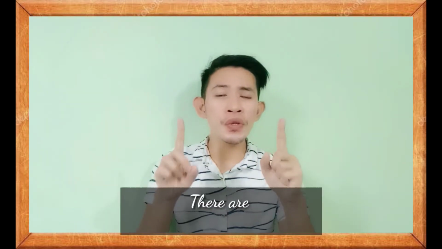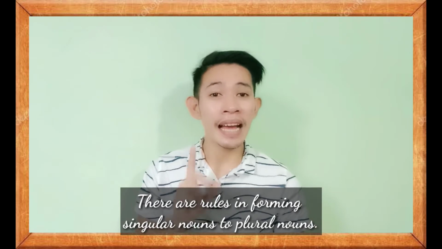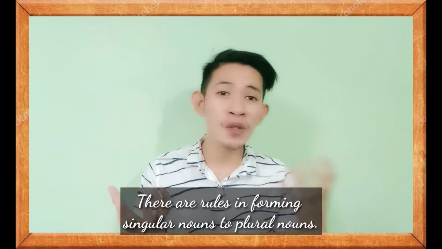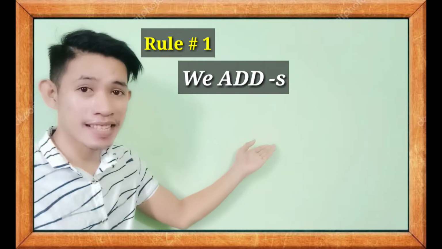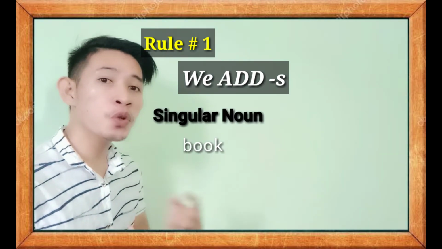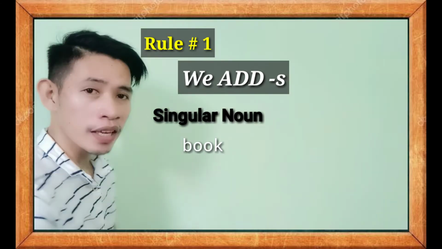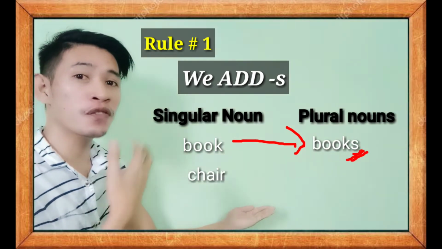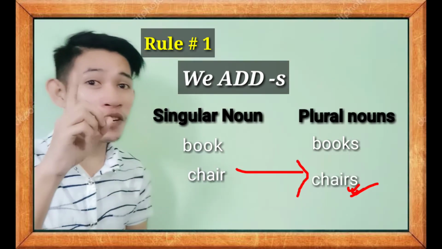So there are rules to consider when making singular nouns become plural nouns. Again, we have rules when transforming singular nouns into plural nouns. First, we add S. For example, we have the singular noun book. To transform that into a plural noun, we will just add S. So from book, it became books. The singular noun chair became chairs. So that's the first rule.